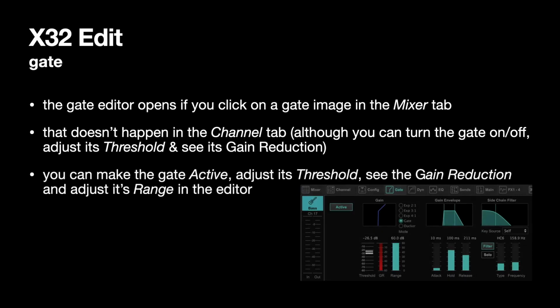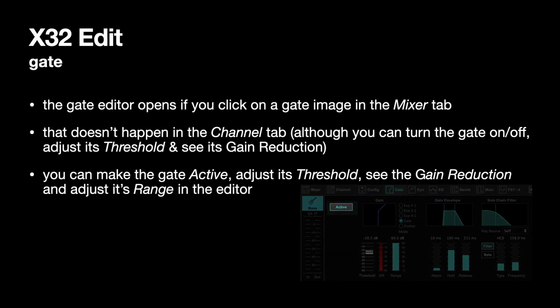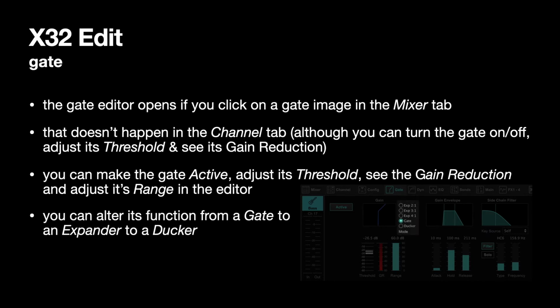You can make the gate active in its editor as well, adjust its threshold. You can see the gain reduction just there, and adjust its gain range in the editor. So you can adjust all those elements in the editor. You can alter the gate's function from a noise gate to an expander or to a ducker, and the visual display will change slightly as you go to each of those different elements in the mode button.